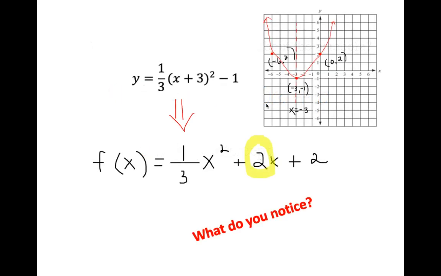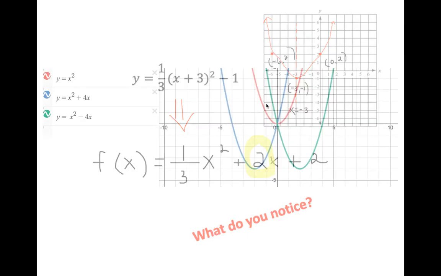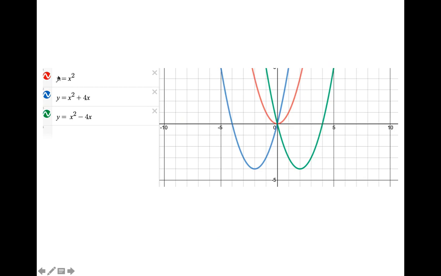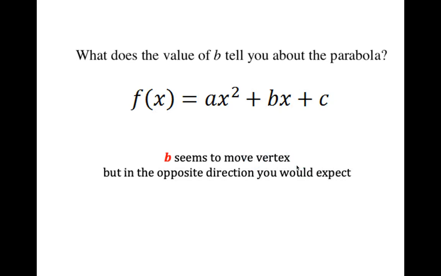Now, the only one left is the term we call b, and this one is a little strange. It's a little bit hard to see, so we've actually tried something else with some other examples. What I did was I graphed on Desmos. Here's your ordinary red y is equal to x squared. If I add a 4x, look at what happened to it. It moved to the left and down. And then when I subtracted a 4x, it moved to the right and down. So we may not be able to tell exactly what's happening because it seems to be a little bit of a fluctuation, but we can see that the b term affects the vertex, and it seems to move it in the opposite direction that we would expect.